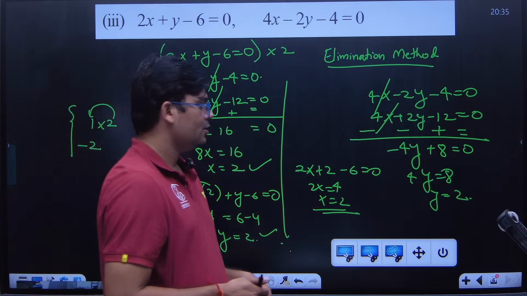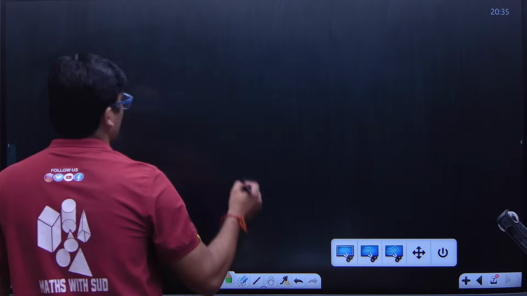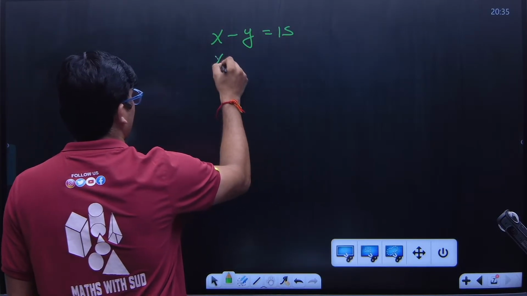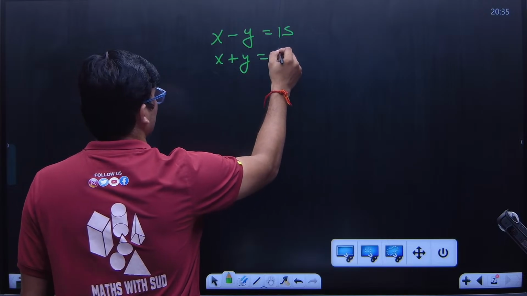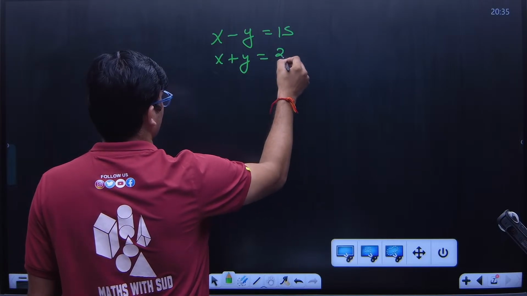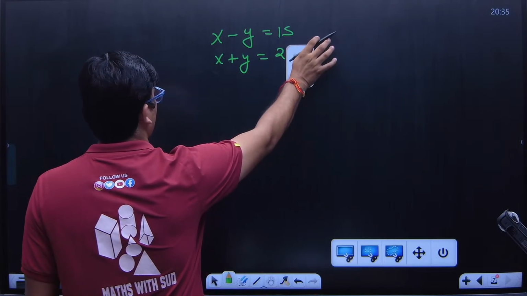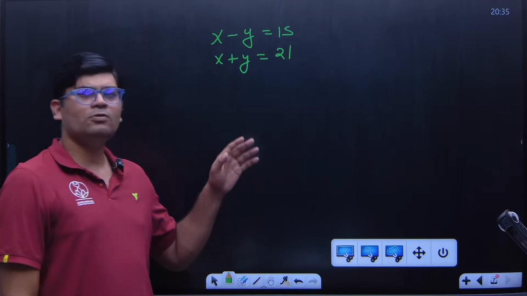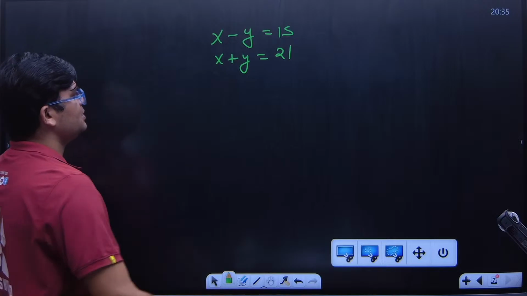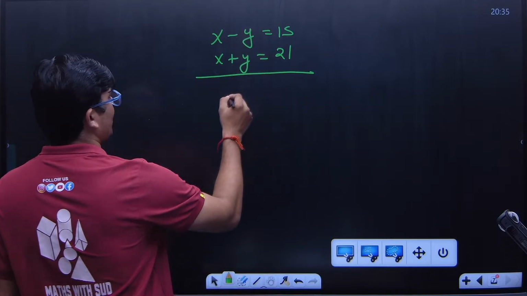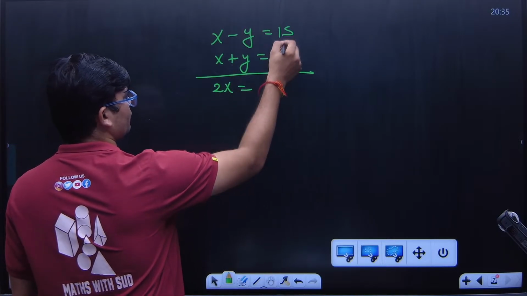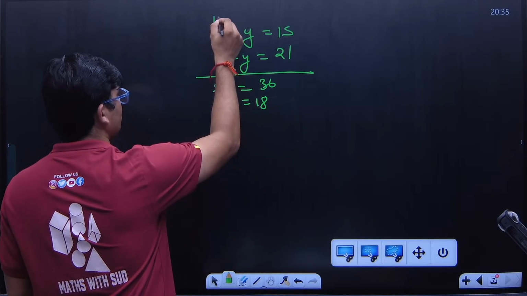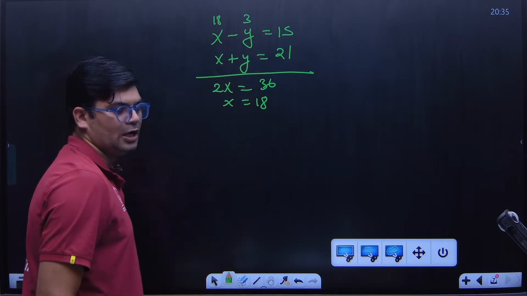Sometimes you may get a lollipop for questions like this: x minus y is equal to 15 and x plus y is equal to, let us say, 21. Now how to do this question? You don't need to do substitution, you can simply add the equations. When you add, you will get 2x is equal to 15 plus 21 is 36. So x is equal to 18. Keeping x is equal to 18, y will come as 3. Are you getting it?